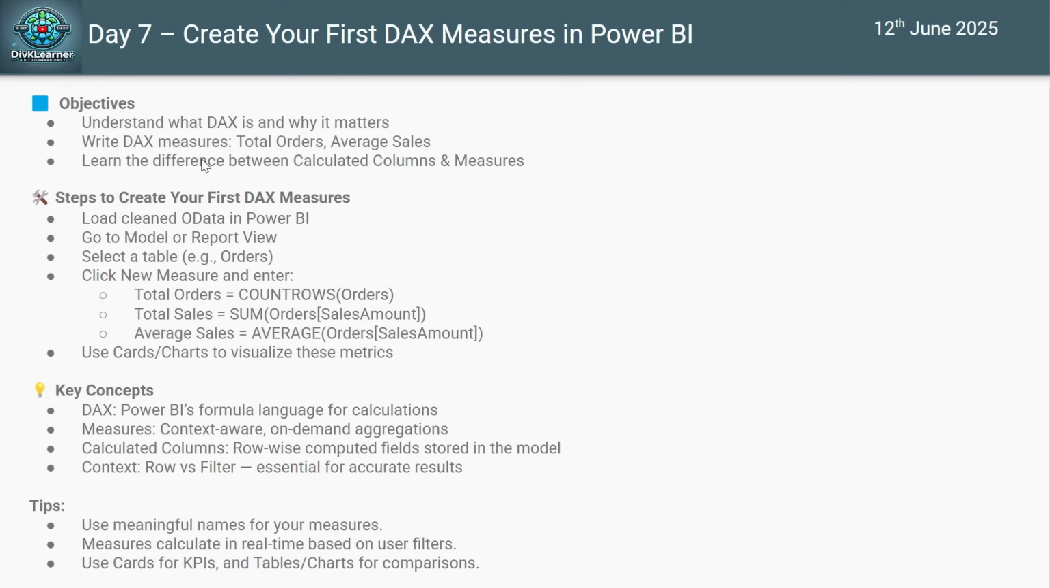So what we are going to do is we are going to follow these steps and create measures like total orders and average sales, right? I'll show you about the difference between the calculated columns and measures as well. Might not be in this video, might be in the next video, but just to give you, we will start up with just filling up the space there.